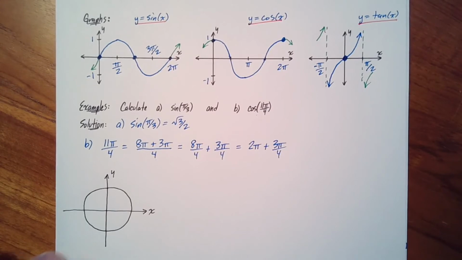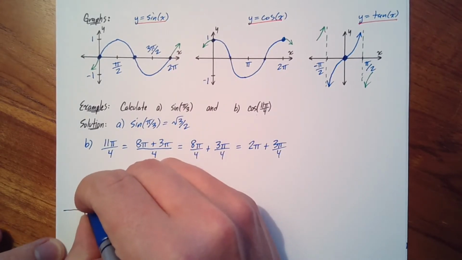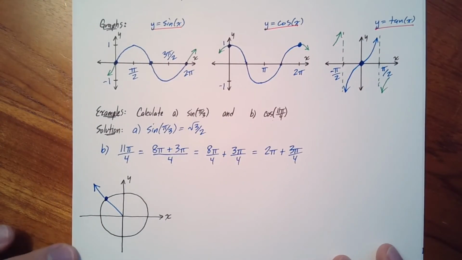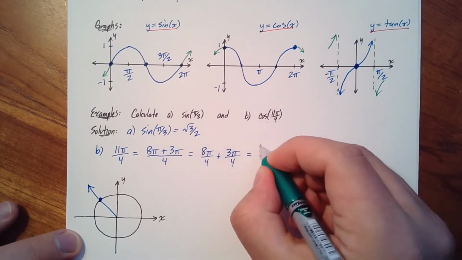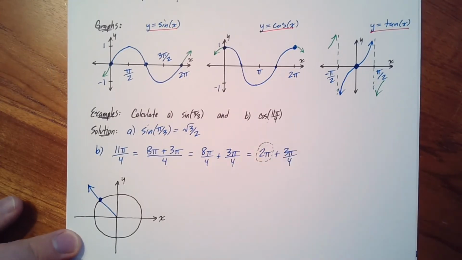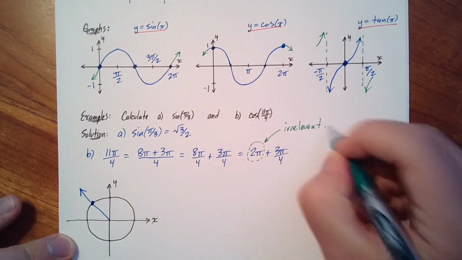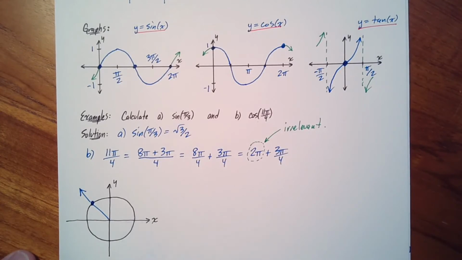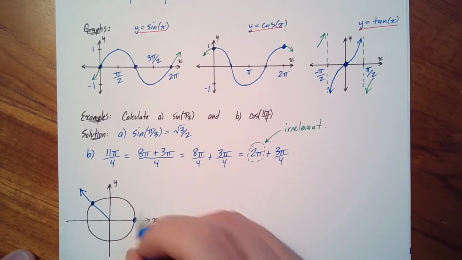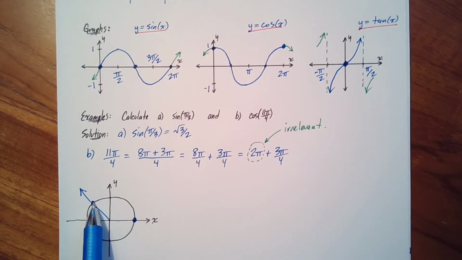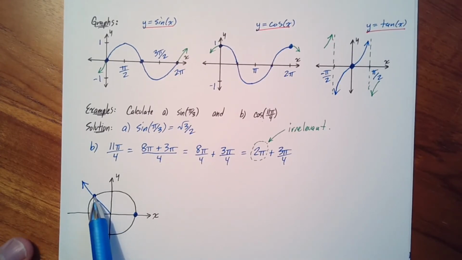Okay, so let me draw that. Here's what we have. Draw the ray going out. And let me just really emphasize that as far as the terminal point is concerned, this 2 pi is irrelevant, right? What difference does it make? I'm starting here anyway, right? You always start here. If I go 3/4 of a pi, I'll end up here. If I go 2 pi plus 3/4 of a pi, I'll still end up here. I'll traverse the circle one extra time before getting there. But that doesn't change the fact that this is the terminal point.